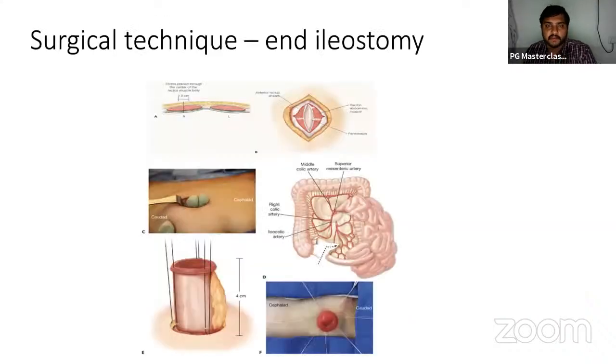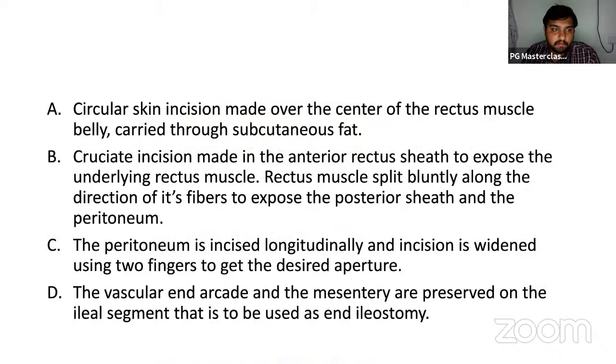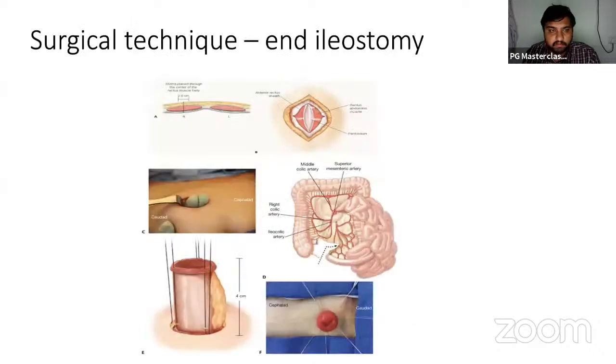The surgical technique that we use for end ileostomy: a circular, disc-like incision of 2 cm diameter is made over the lateral to middle part of the rectus abdominis muscle, approximately with the center point 4 cm lateral and 5 cm below the umbilicus. At that point, a 2 cm incision is made and the skin of that disc part is amputated.